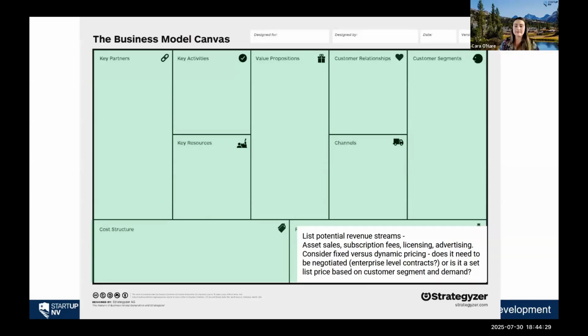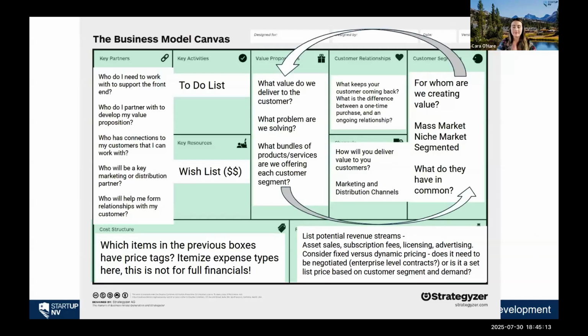Maybe there are subscription fees. Maybe you can license it. Maybe you are getting ad revenue. Maybe your pricing changes based on the seasonality of your product. So think about and list out all of your potential revenue streams here. And this is your business model.